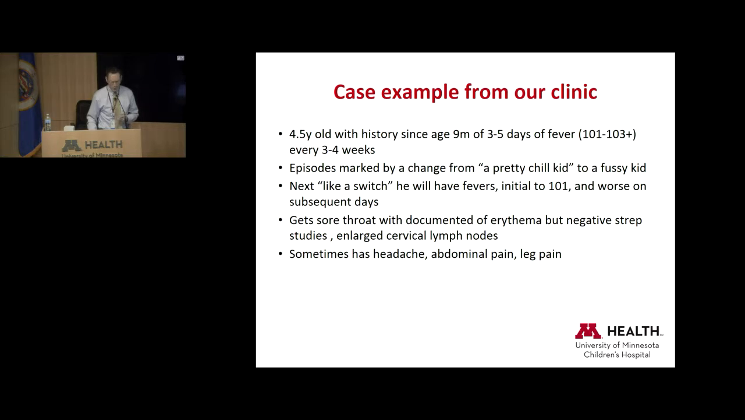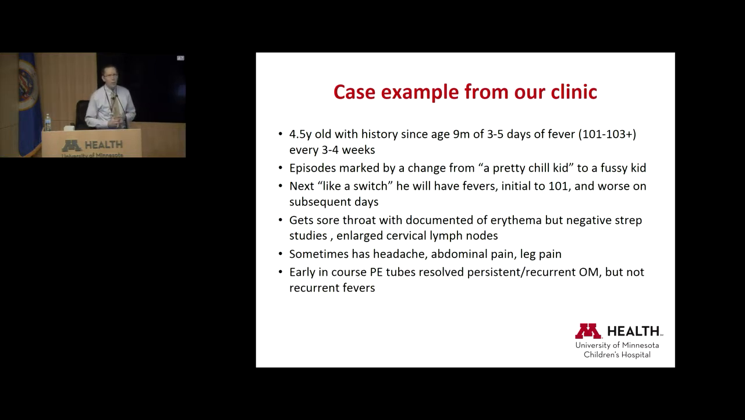So myalgias, arthralgias. Early in the course, they of course looked for infections, which is important. He ended up having chronic effusions in his ears, so he got a set of PE tubes, and that helped resolve those effusions as well as recurrent infections, but he kept having these fevers. And then he was completely normal between episodes. They had a normal, happy, healthy, normally developing child. So all the residents better know this one, or before they graduate, better know this one.